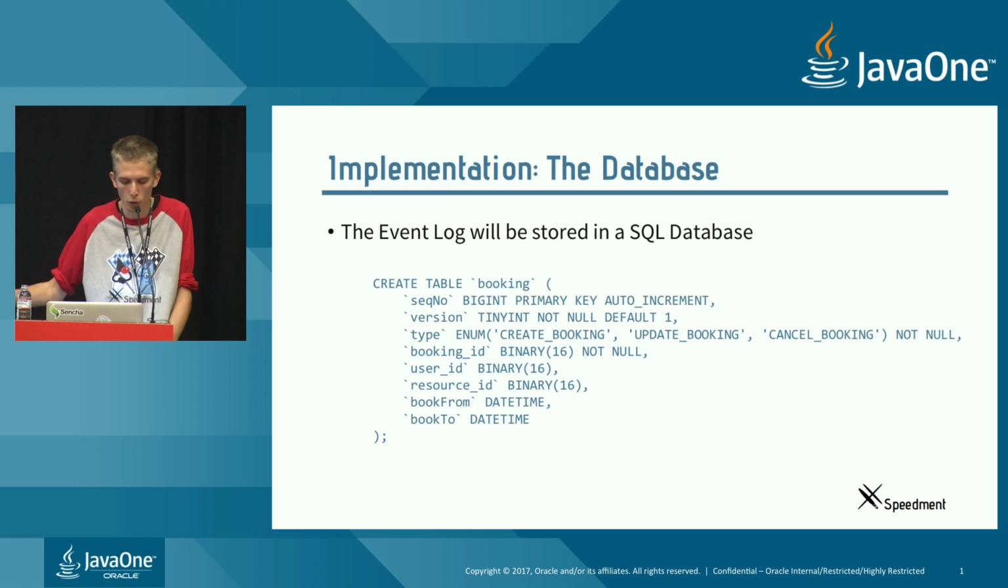And we also store the book from and book to, basically because we need that to evaluate events that are coming in, if they are allowed or not.